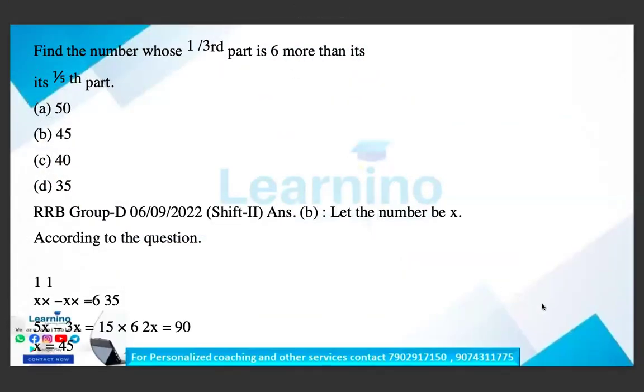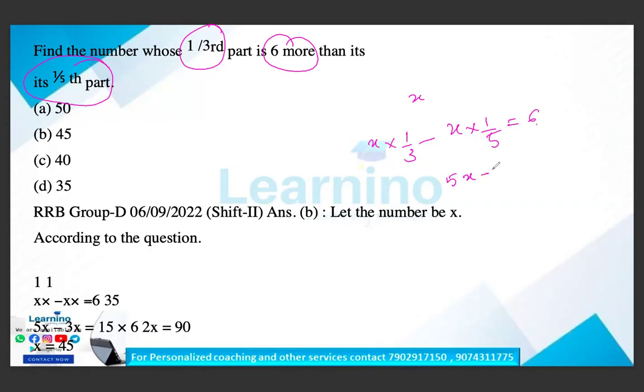Find the number whose 1/3 part is 6 more than its 1/5 part. Let the number be x. x into 1/3 minus x into 1/5 equal to 6. So 5x minus 3x equal to 90, 2x equal to 90, x equal to 45.